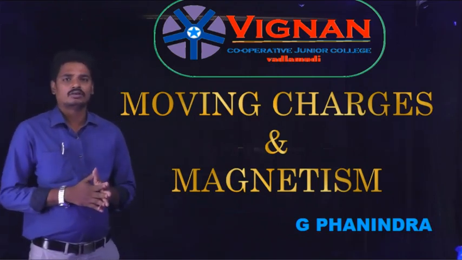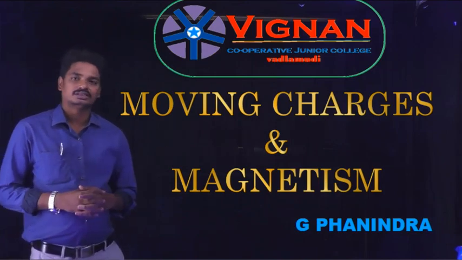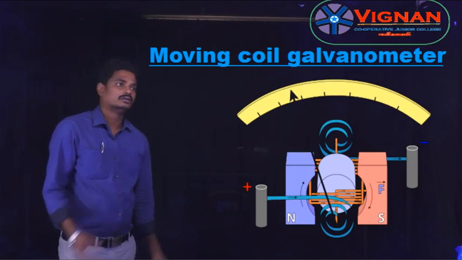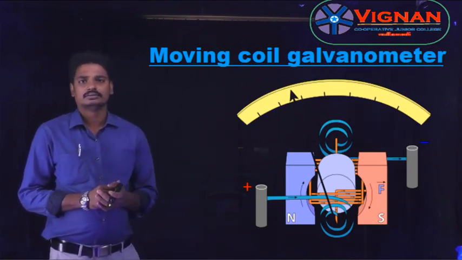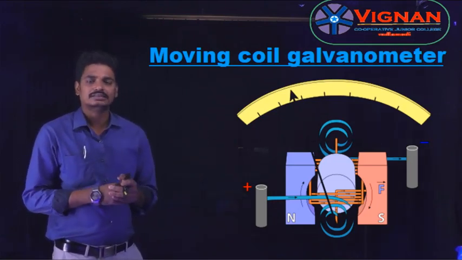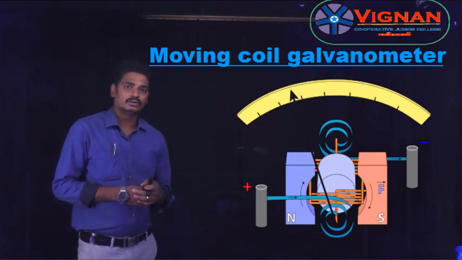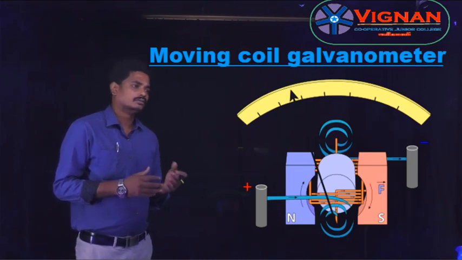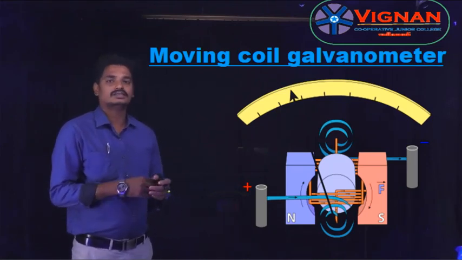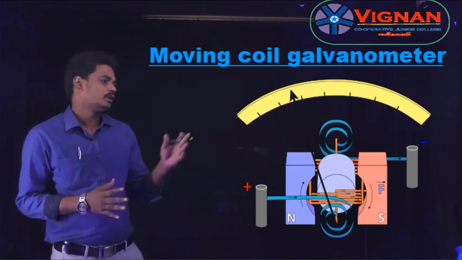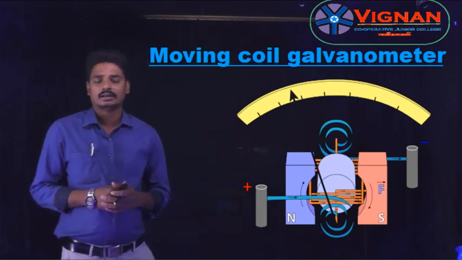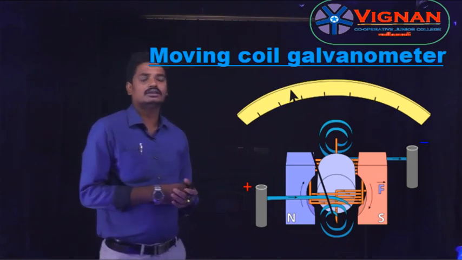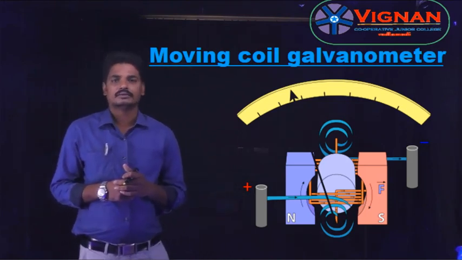So let us continue our topic regarding moving charges and magnetism. Today's topic is moving coil galvanometer. In this lecture we will discuss what is meant by moving coil galvanometer, why it is used, what is the principle involved, the construction of the moving coil galvanometer, and the working of moving coil galvanometer.